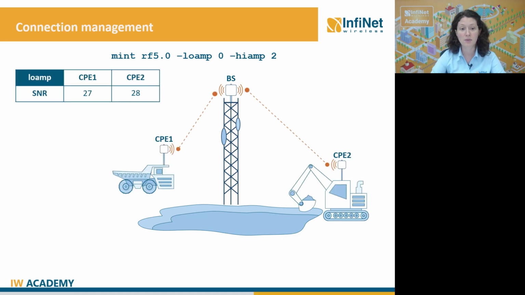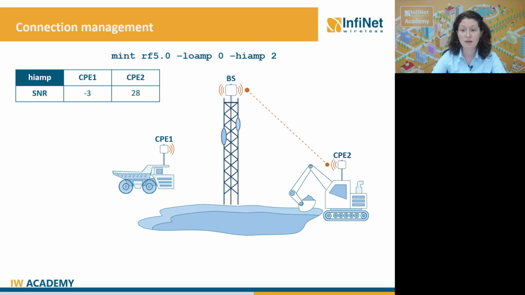We can see in the picture two mobile objects, each having a CPE installed on top. Since the SNR value is above both thresholds, the radio links with the base stations are both established. However, when the signal level at CPE1 degrades and becomes -3, as you can see in the picture, the radio link with CPE1 is disabled since the SNR is below the low amp threshold.